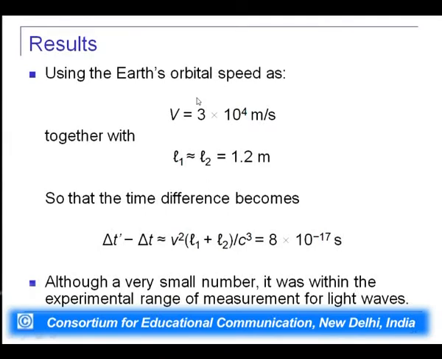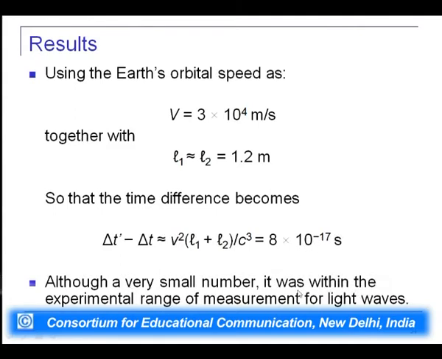What was the result of this experiment? Using the Earth's orbital speed as v equal to 3 × 10^4 meters per second, together with L1, L2, if L1 and L2 are the same, then it is 1.2 meters, so the time difference becomes Δt' minus Δt. If you consider the above equation, then we have v² (L1 + L2) divided by c³, which is equal to 8 × 10^-17 seconds.